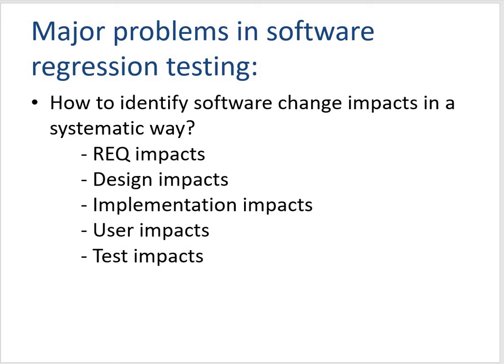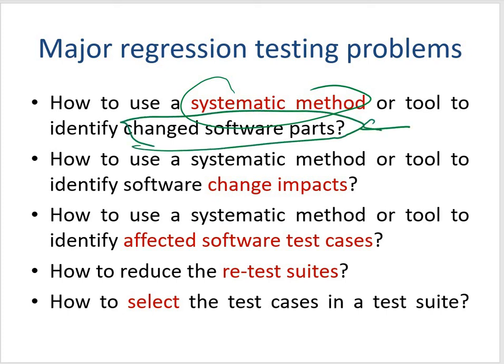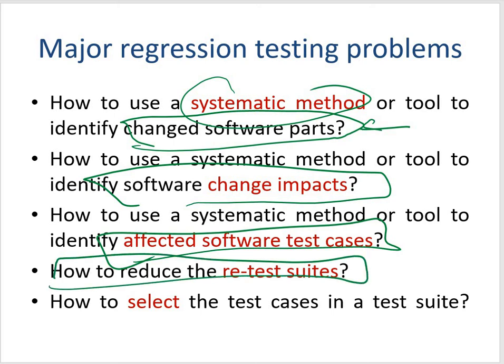Some of the major problems in software regression testing are how to identify software change impact in a systematic way, right? That means requirements impacts, design impacts, implementation impacts, user impact, and test impact. Then some of the major regression testing problems: how to use a systematic method or tool to identify the changed software parts, what all things are changed. How to use a systematic method or tool to identify software change impacts. How to use a systematic method or tool to identify affected software test cases.